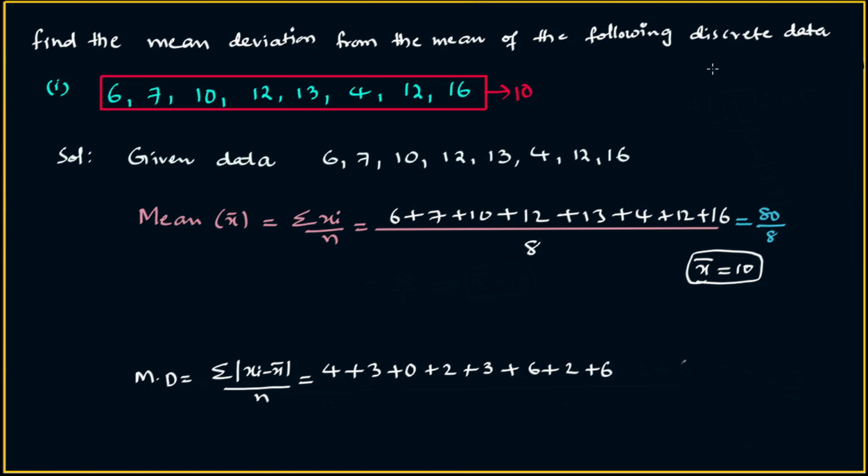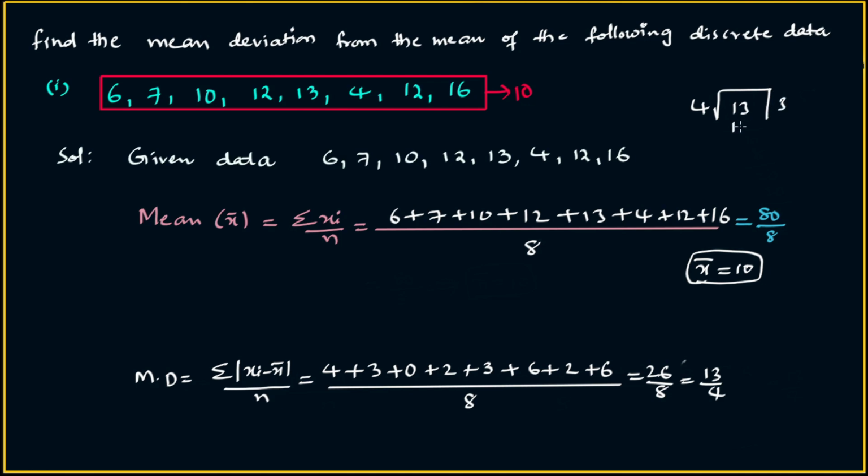So how many observations are there? 8, divided by n. N means 8. So 4 plus 3 plus 2 plus 3 plus 6 plus 2 plus 6 is 26, divided by 8. That is 13 by 4. So what about 13 by 4?